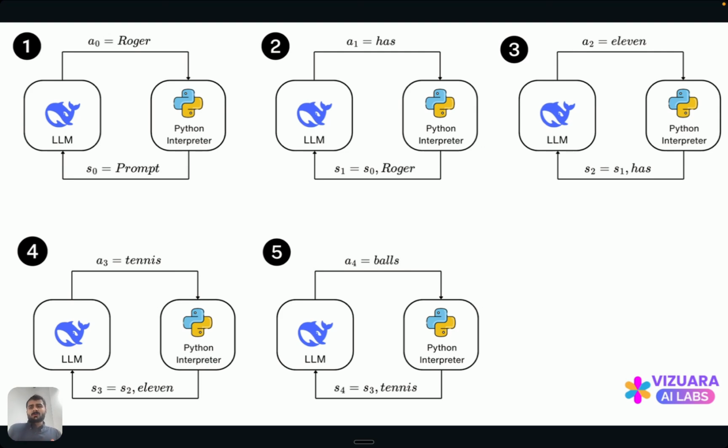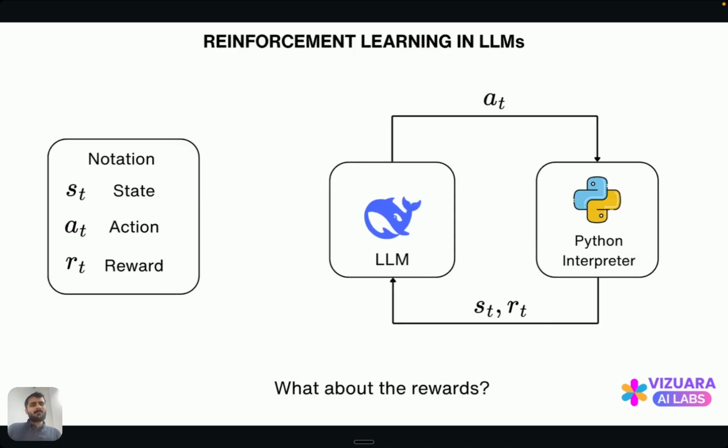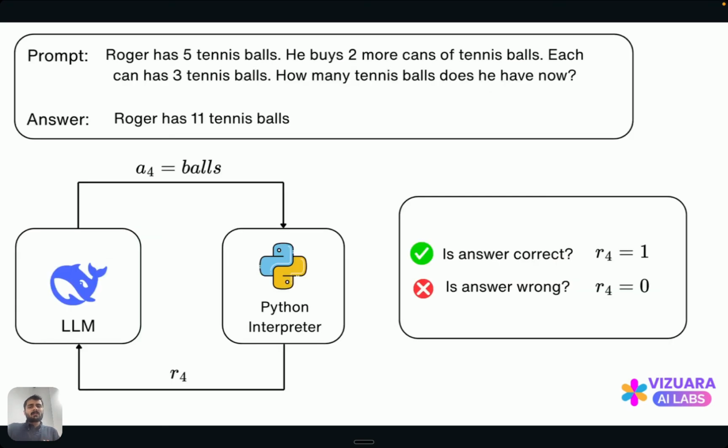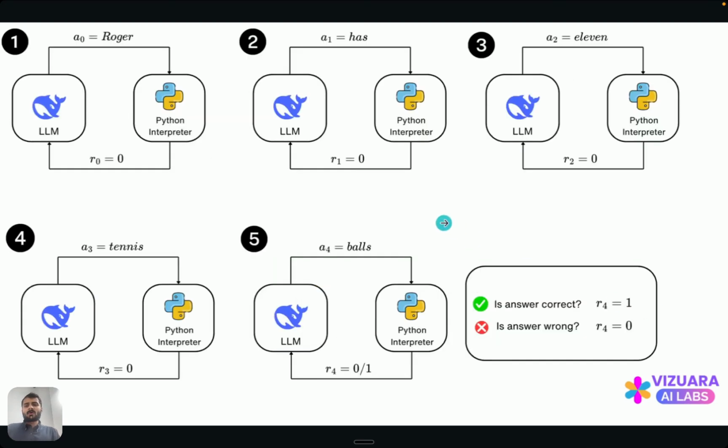Now that we have understood states and actions, what about rewards? Well, rewards is something which is also straightforward. The reward is going to depend on the quality of the answer. If my answer is correct, then I'm going to receive a positive reward. Otherwise, I'm going to receive a zero or a negative reward. So the rewards for all the intermediate steps is zero. The reward is only received at the end.